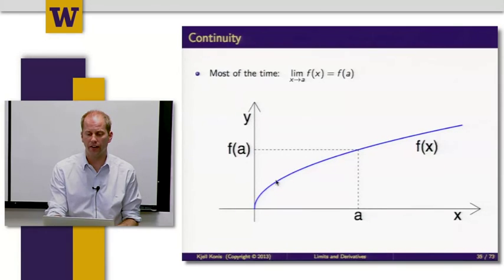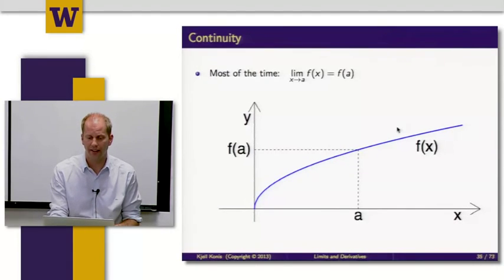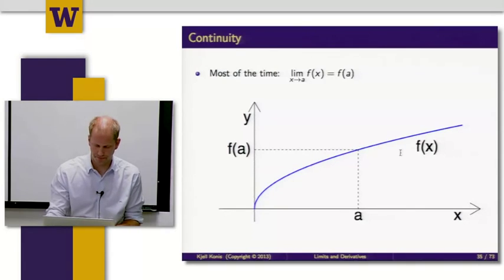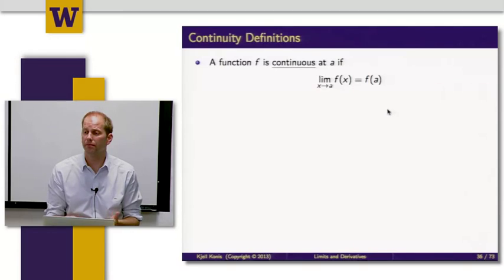If this blue curve is my function f of x, then you can think of a function as continuous if I could draw the curve associated with that function without lifting my pencil off the piece of paper. And so if I have a point A on the x-axis and input A, and if I just move along the curve until I get to A, then the value of that point should be equal to f of A. And so that's actually the concept of continuity. That's the definition of continuity.